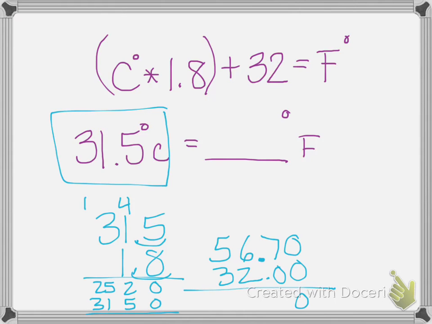0 plus 0 is 0. 7 plus 0 is 7. Our decimal point. 6 plus 2 is 8. 5 plus 3 is 8. So our answer is 88 and 7/10 degrees Fahrenheit is equal to 31.5 degrees Celsius.